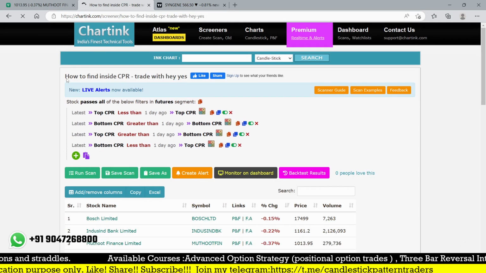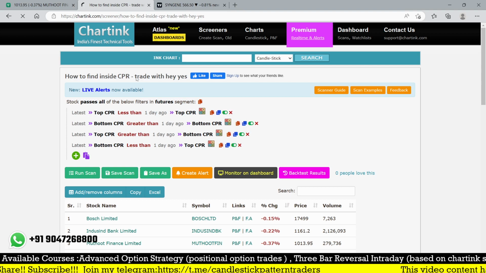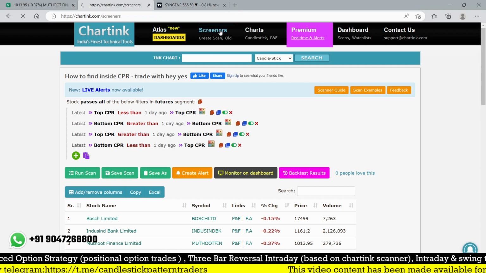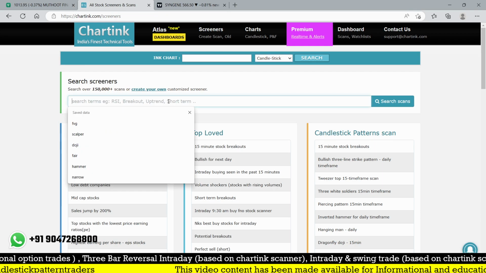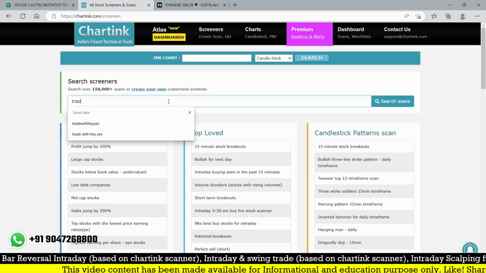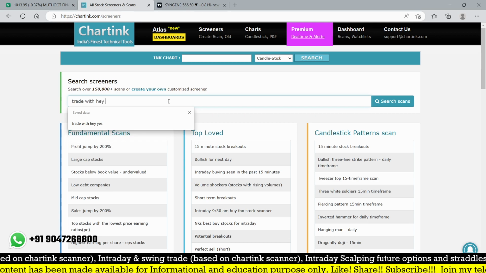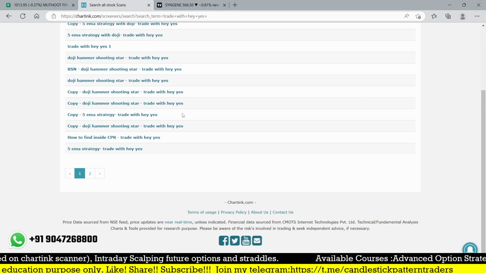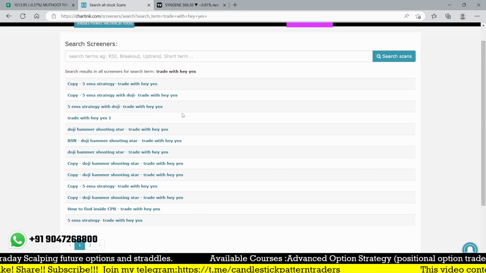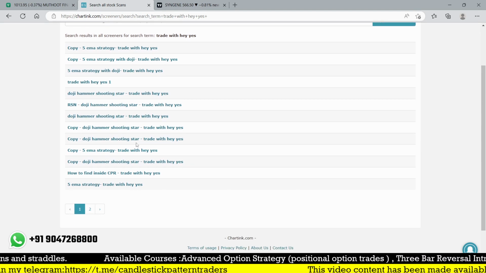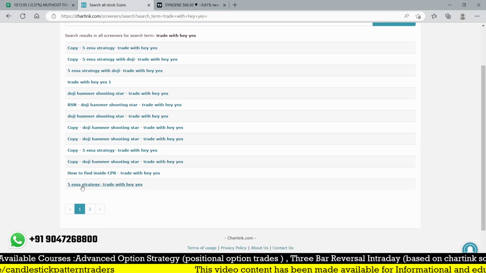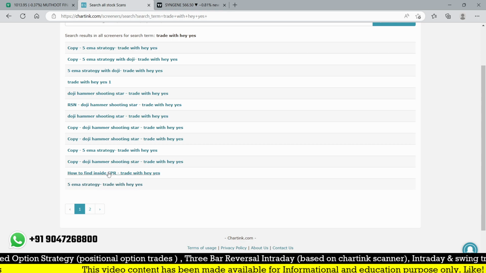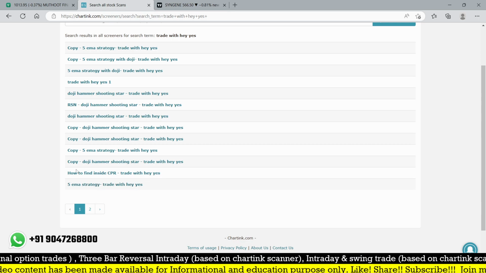You can search with this name, how to find out inside CPR, or simply go to scanners. If you want to find my scanners on Chartink, Trade with AS, and exactly you can find them. So look at the lot of copies which are happening here. Okay, so you can find which is a PI EMA strategy. This is my one, this is mine. And a lot of strategies on how to find the inside CPR. Can you find them here?